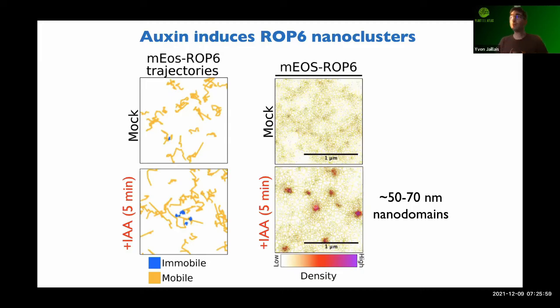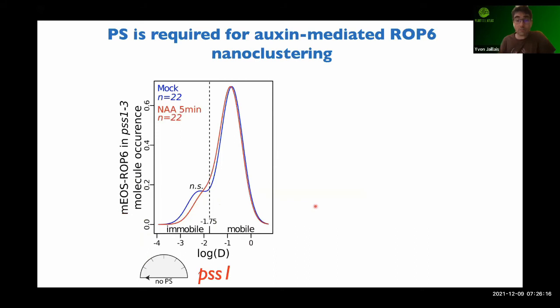So of course, our hypothesis was that, maybe once it's activated, ROP6 is getting clustered, and this is required for signaling. And perhaps PS could be required for this clustering. And so no PS, no clustering, no signaling. This could make sense. So this is what we analyzed. We crossed our mEos ROP6 line into the PSS1 mutant, and we found that mEos ROP6 is indeed not responding to auxin anymore and is basically staying mobile even in the presence of auxin. And so PS is required for this clustering, for this response to auxin.